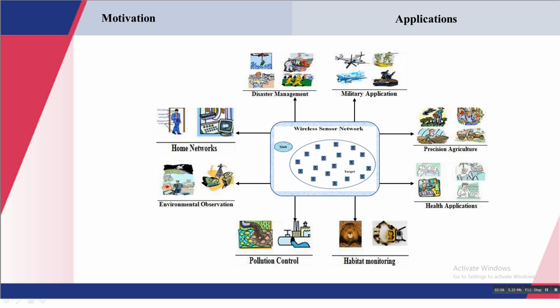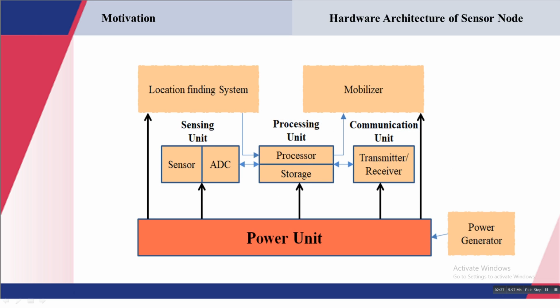So we have seen that there are many applications where the sensor network can be applied, and there are many more. But these applications require that the sensor network should work in a seamless fashion for a longer duration for precise monitoring. But the problem lies in the hardware architecture of the sensor node. In a sensor node, there are four main units: the sensing unit, processing unit, communication unit, and the power unit. The sensing unit helps in sensing the data from the environment.